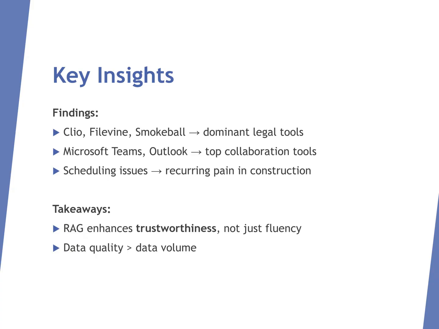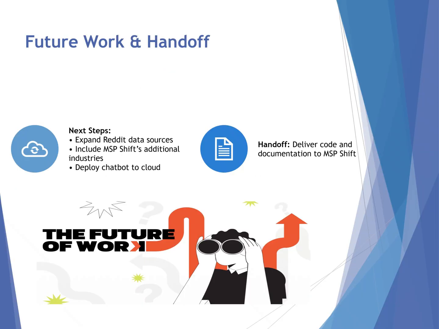From all the Reddit analysis, we can see a few interesting patterns. In the legal field, tools like Clio and Filevine are most talked about. In tech, Microsoft Teams and Outlook dominate discussions around collaboration. And in construction, professionals consistently complained about scheduling and coordination tools being frustrating. These findings are based on what real users say, not product reviews or marketing, so they represent genuine community sentiment. For MSP Shift, insights like this could guide decisions about which tools to support or where service opportunities might exist.